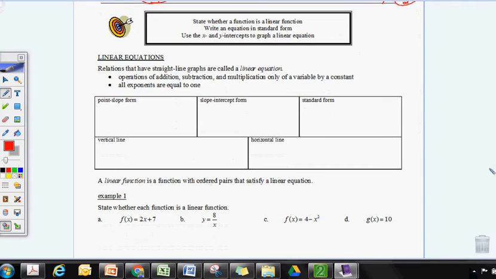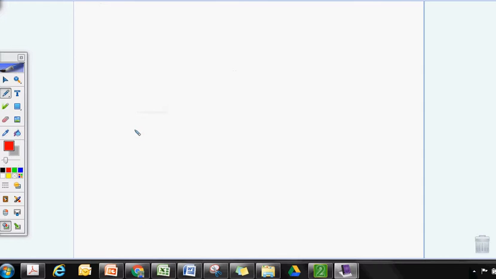So today, our goal is that we're going to have to write equations in standard form. We're going to use x and y intercepts, and we're going to have to state whether a function is linear or not. So first thing that I want to do is just remind you of linear equations. You should have seen these in Algebra 1.